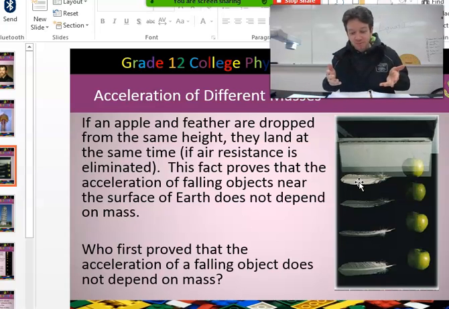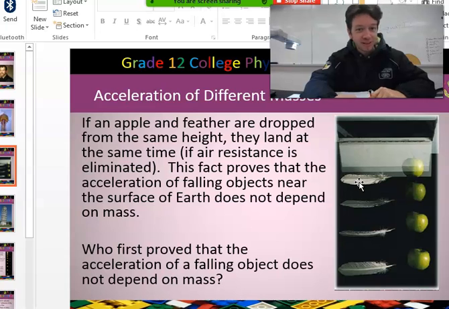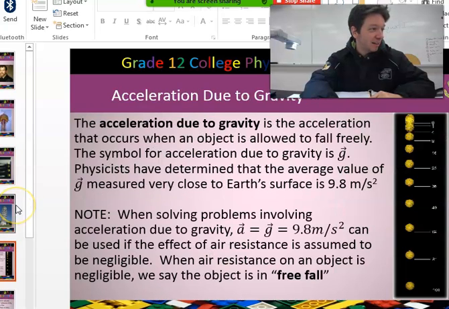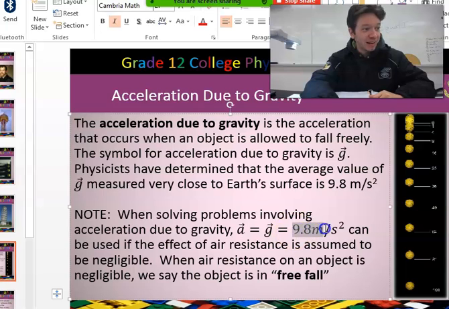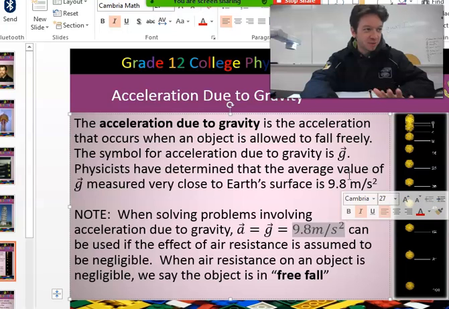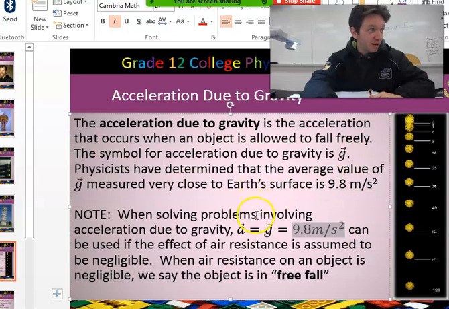Now, of course, the rate of acceleration on the moon is a lot smaller than the rate of acceleration on Earth because gravity is different. But it doesn't change the fact that they accelerate at the same rate and they will fall at the same rate. Now, on Earth, that rate is 9.8 meters per second squared. On the moon, it's 1.6, but we're not going to focus too much on that.